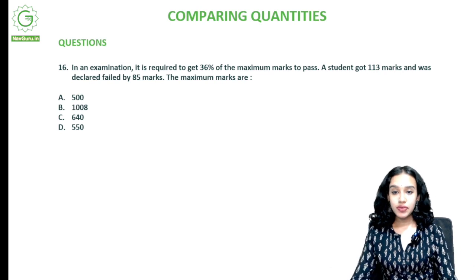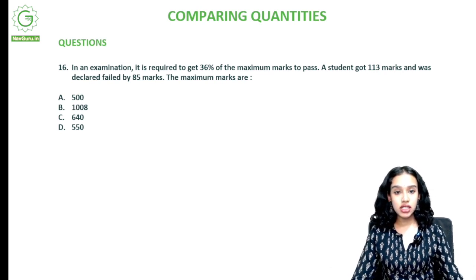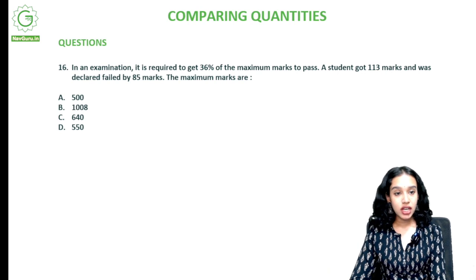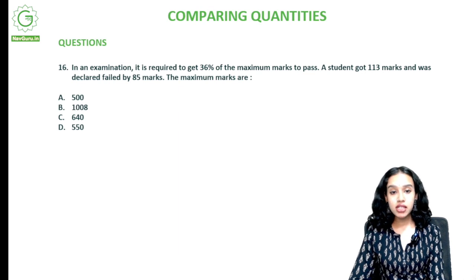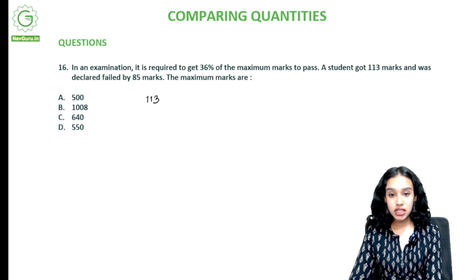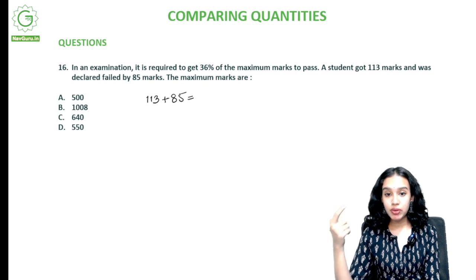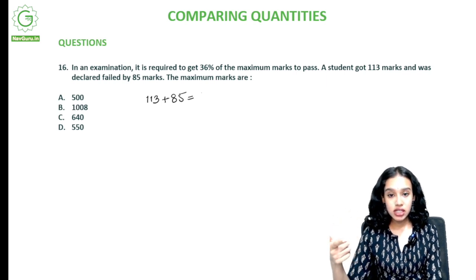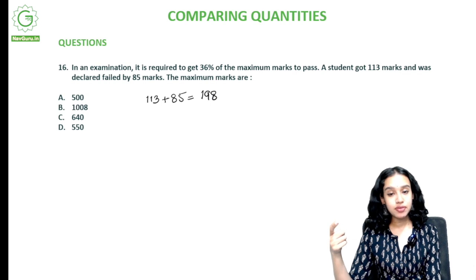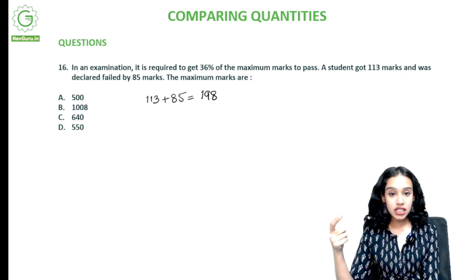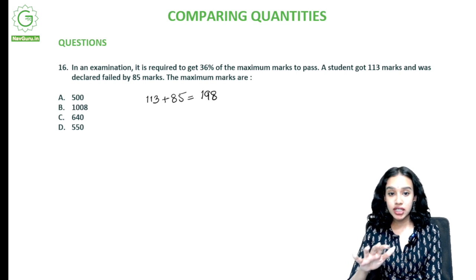Let's solve this question. In an examination, it is required to get 36% of the maximum marks to pass. A student got 113 marks and was declared failed by 85 marks. The maximum marks are? So basically he needed 85 marks more to pass the exam. So the minimum mark a person should get to pass the exam would be 113 plus 85, which is equal to 198. So now we get that 36% of the maximum mark is 198, right?